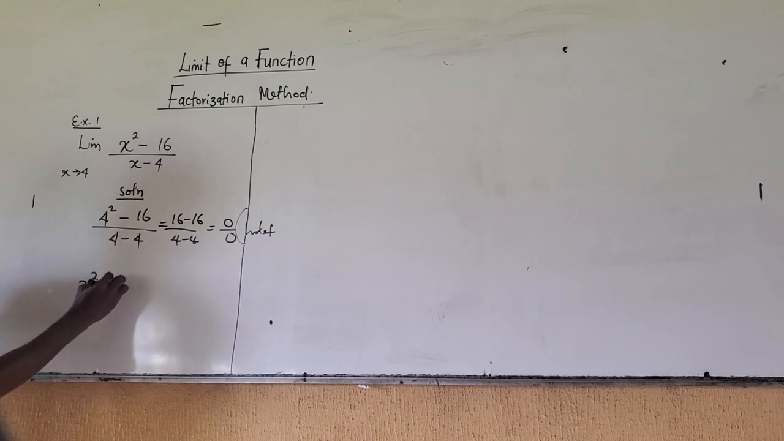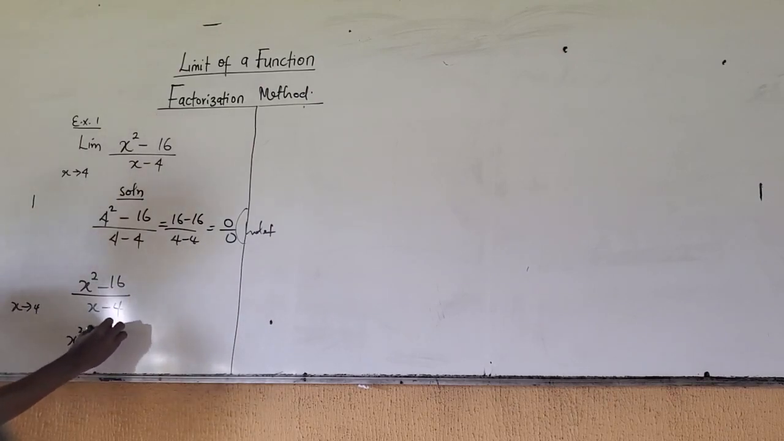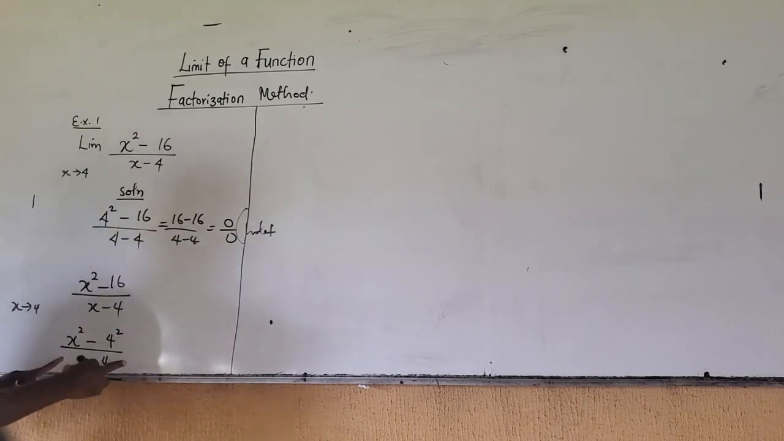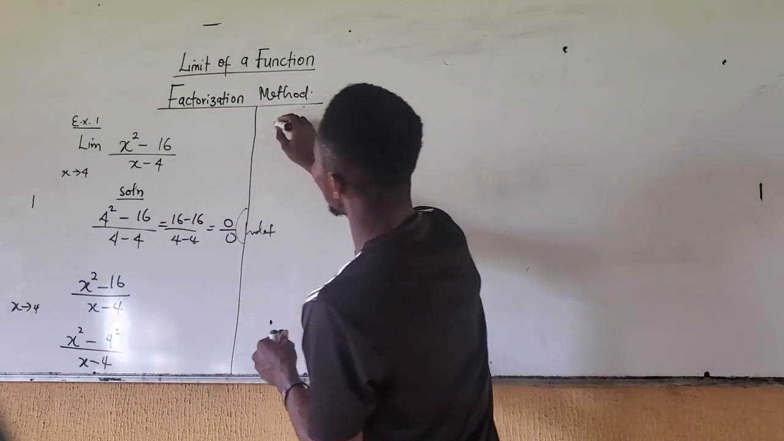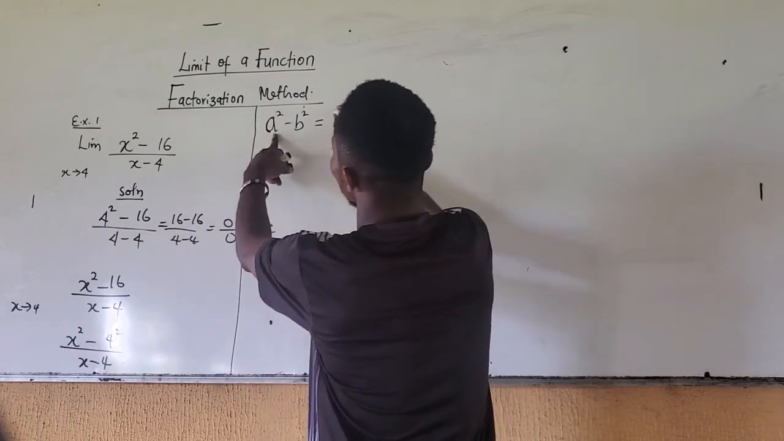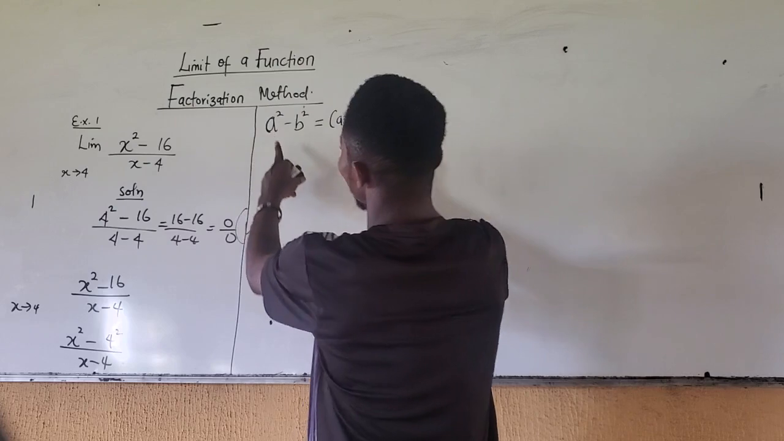x squared minus 16 all over x minus 4 as x tends to 4. Since 16 is a perfect square, I can break 16 such that it becomes x squared minus 4 squared. You agree with me that 4 squared is the same thing as 16, all over x minus 4. Then I will take this to this side. You know, this is difference of two squares. And remember in mathematics, we say difference of two squares when we have a squared minus b squared. It is the same thing as the first term a plus the second term b, times the first term a minus the second term b.